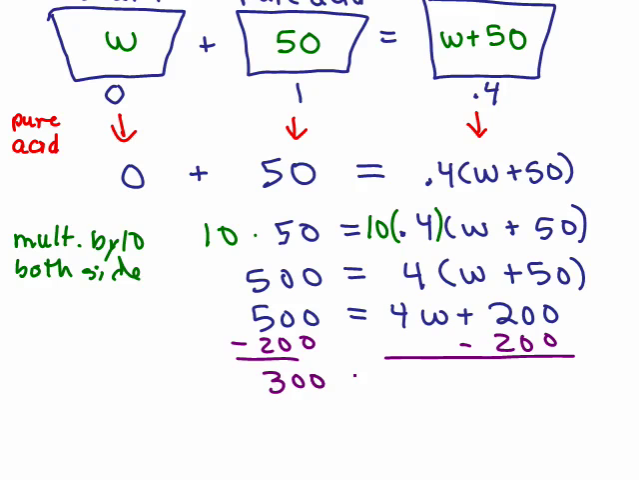Which is 300 is 4W. And then we could divide both sides by 4. And 300 divided by 4 is 75, so we should end up with W equals 75. So we've got what W is, and hopefully that's the right answer, but of course we have to check.